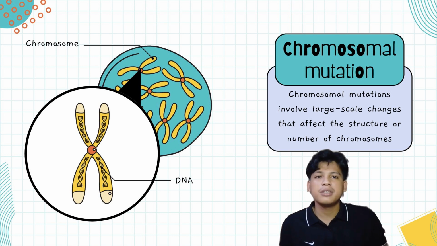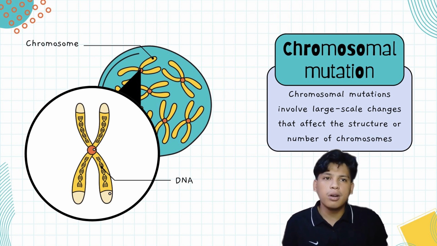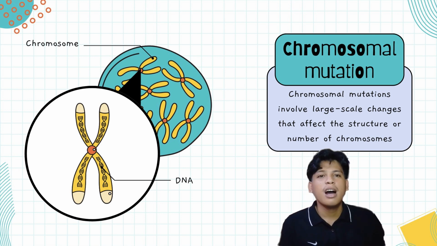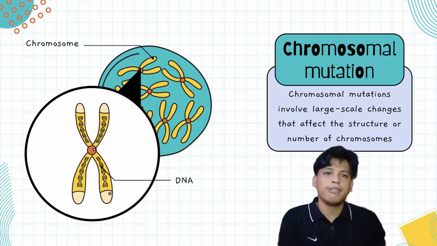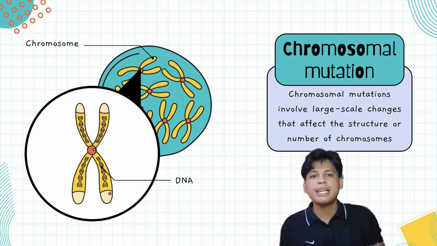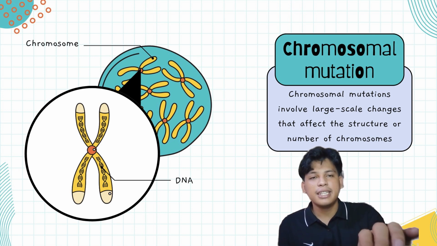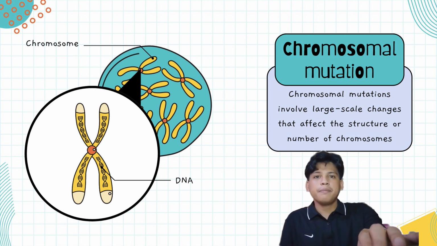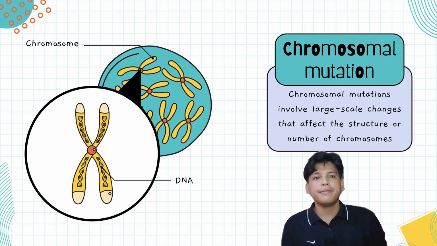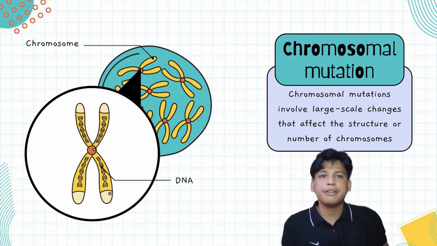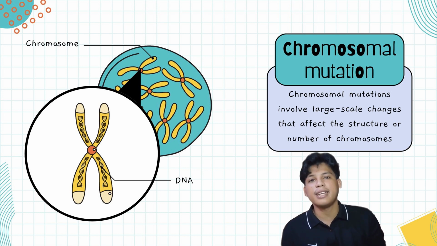While chromosomal mutations are often linked to genetic disorders, they also play an important role in evolution. Over millions of years, changes in chromosome structure and number have helped shape the diversity of life on Earth. In fact, many plant species have evolved through polyploidy, where entire sets of chromosomes are duplicated, giving rise to new species with different traits.